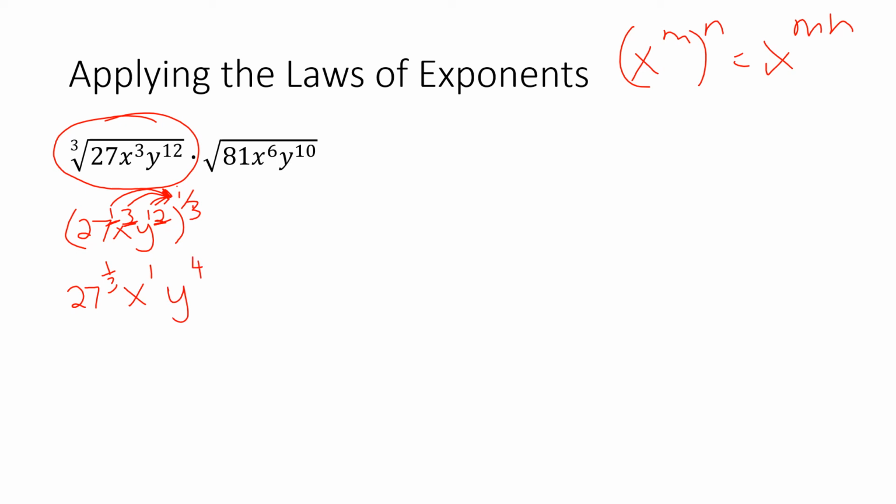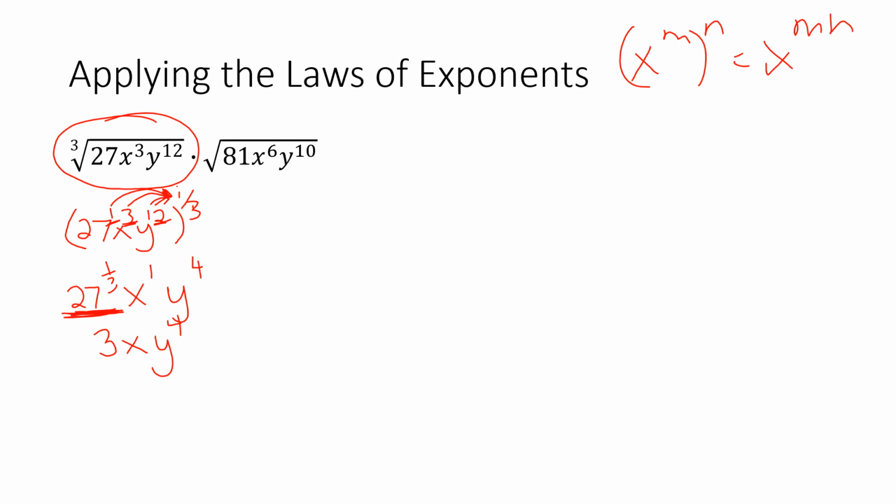Okay, so we've broken this part down. And one thing you can do here is type this into your calculator, 27 to the 1/3 power. That's a number. You can actually calculate that. 27 to the 1/3 power is 3. So 3x y to the 4th power. Okay, so we've dealt with that first radical and we've simplified it as much as we possibly can.